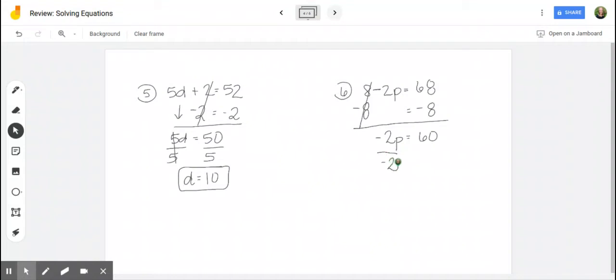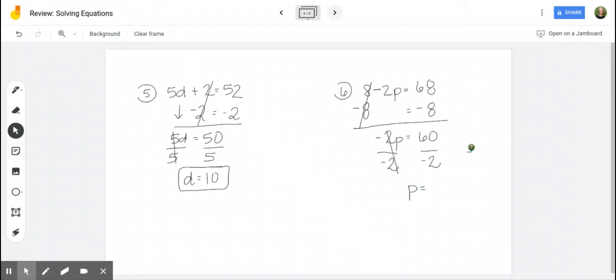I divide by -2 because that's the number I'm trying to get rid of. -2 over -2, that'd just be 1. So 1p is the same as just p.